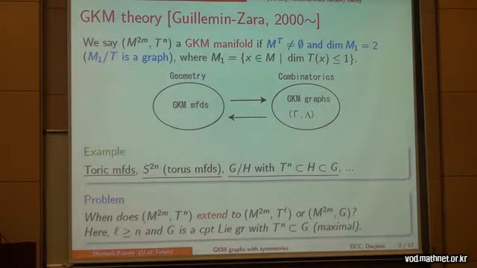And in this theory, I would like to think about this problem. Let M^2n with T^n action be a GKM manifold. When does this GKM manifold extend to a more general T^l action, or to a compact connected group G whose maximal torus is T^n? I'd like to think about this kind of problem by using GKM theory from the combinatorial point of view. So I will introduce a GKM graph abstractly.